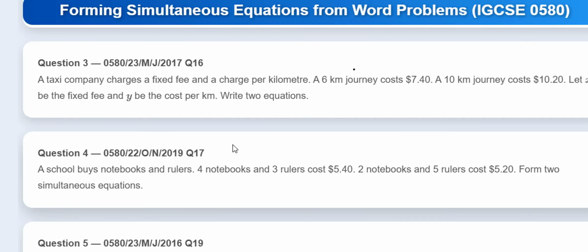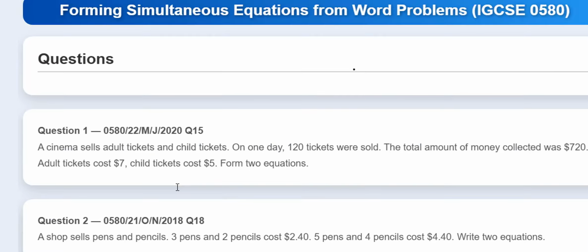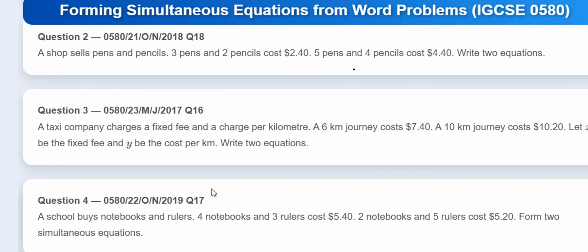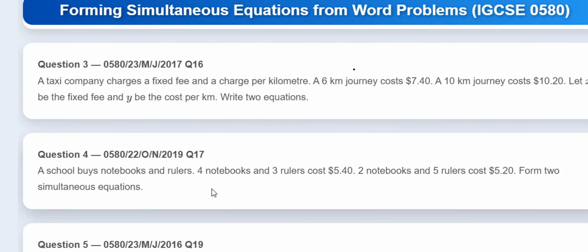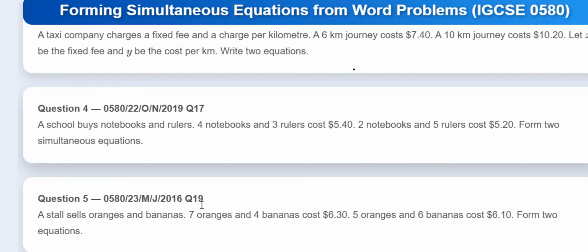I want you to try question 3 and 4 and see if you understand the logic. Then I'm also going to do question 5. So I'm just leaving the screen for some time so that you can read question 3 and 4, so that I go to question 5. Well, now let's solve question 5.